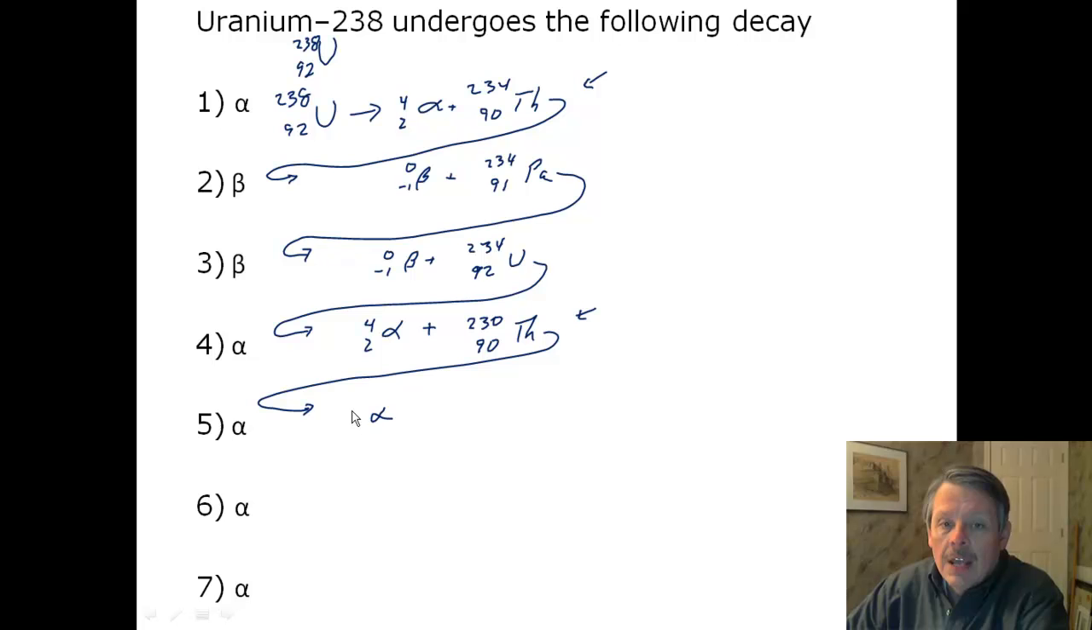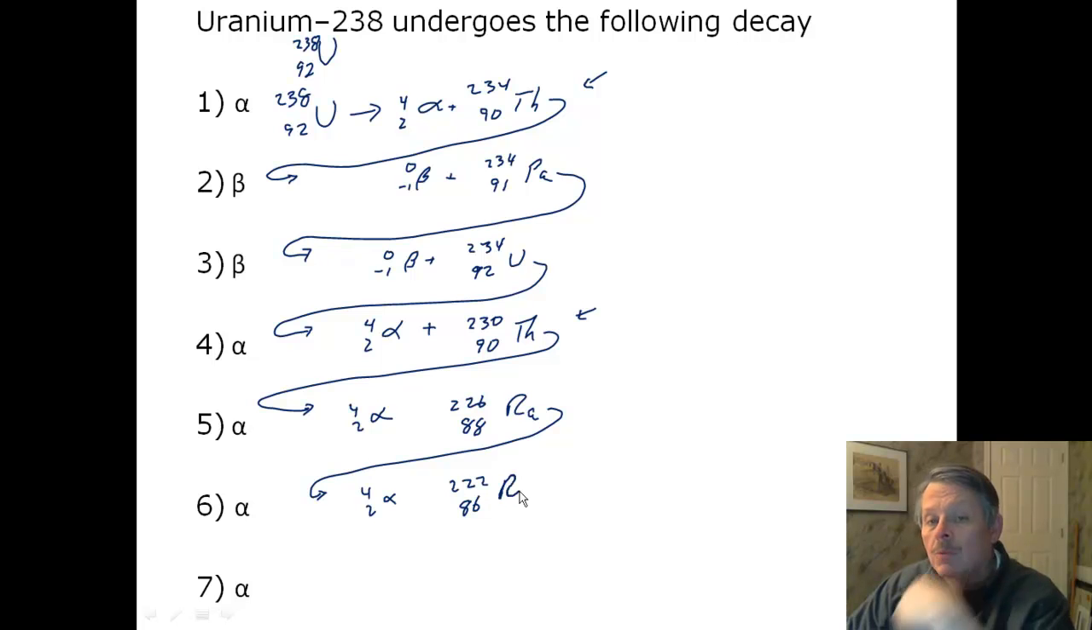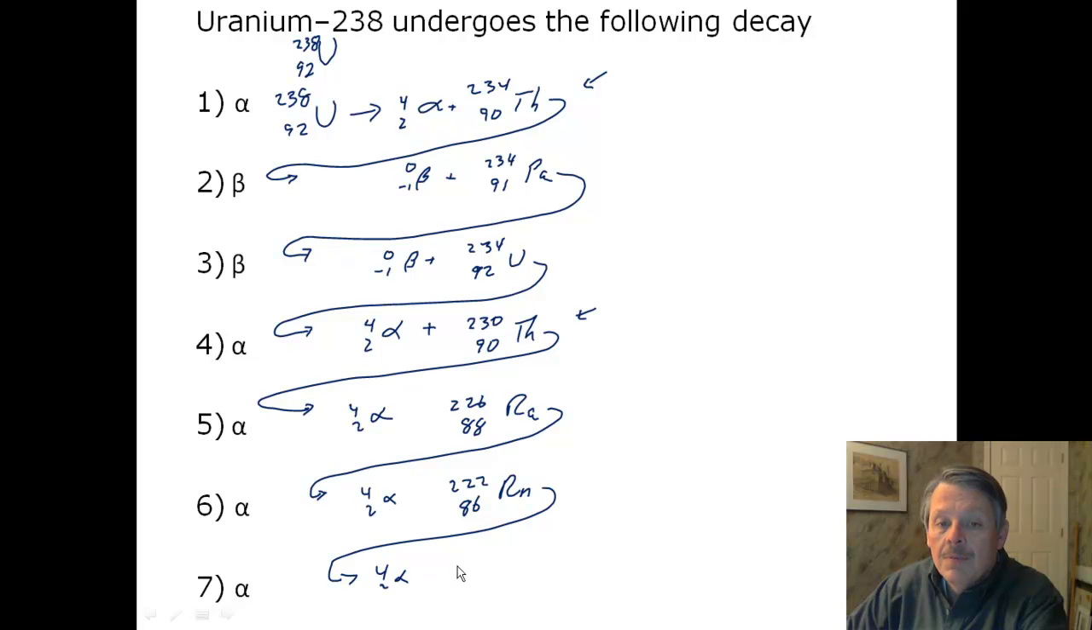We go through alpha decay again, and that's another 4 and a 2. So that is 226 and 88. And number 88 is radium. So that goes through alpha decay, which is 4 and 2. So that's 222, and that's number 86, which is radon, Rn. And then that goes through alpha decay. And so we go to 218 and 84. And that's polonium. We're not done yet, so we have to keep going.